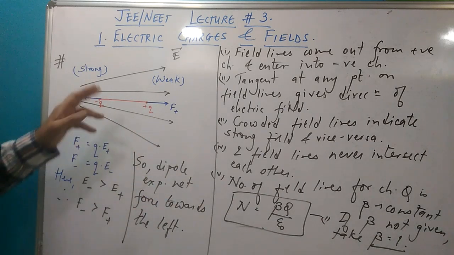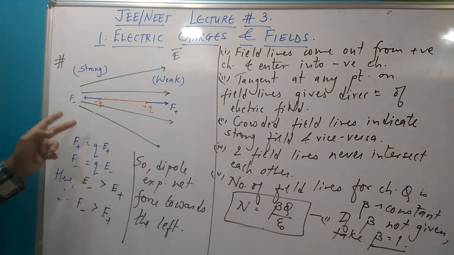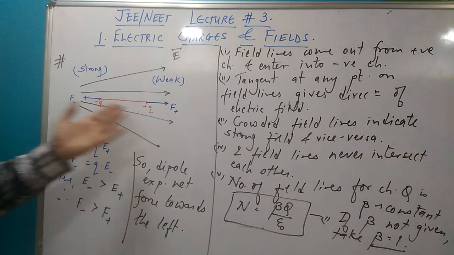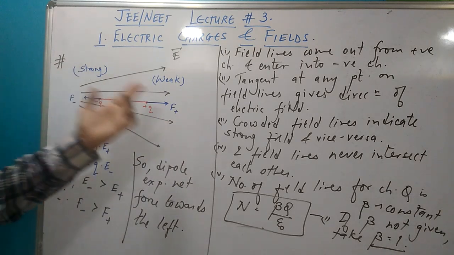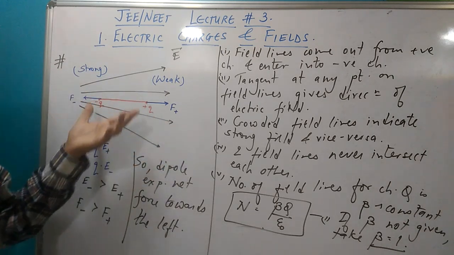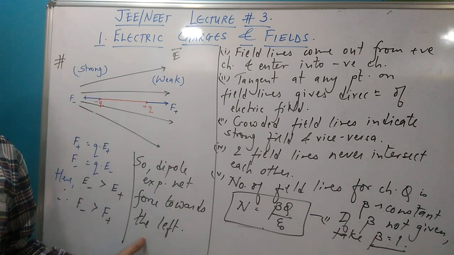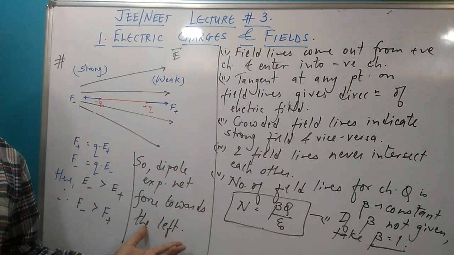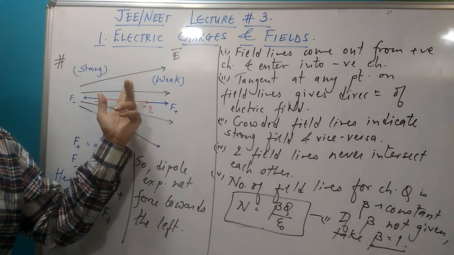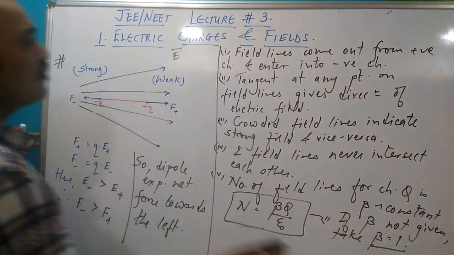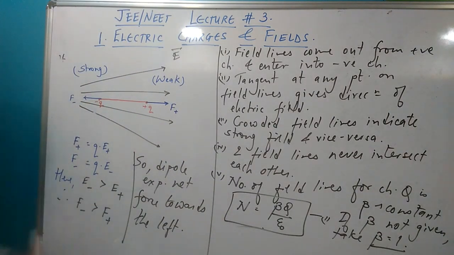So this was a numerical which employed more than two ideas. The first idea was field lines. The second idea was F bar is QE bar, and the third idea was which force is bigger. Is it F plus or is it F minus? So this idea gave us this idea. This final answer is the idea here. Let's go on. We'll talk about flux. You can have a look at it.